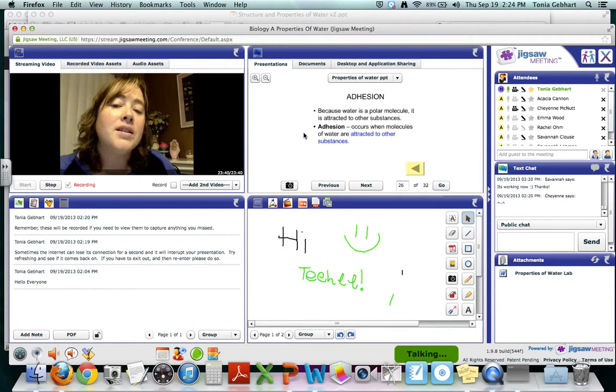Adhesion is similar, but it's water being attracted to other polar substances. So think of adhesive tape. Adhesive tape is the clear plastic Scotch tape that you would use to stick two separate things together. So when I think of adhesion, I think of adhesive tape. Because it's polar, it's attracted to other polar substances. So adhesion is the attraction between water and something else, whereas cohesion is the attraction between water and water, or between water and itself.